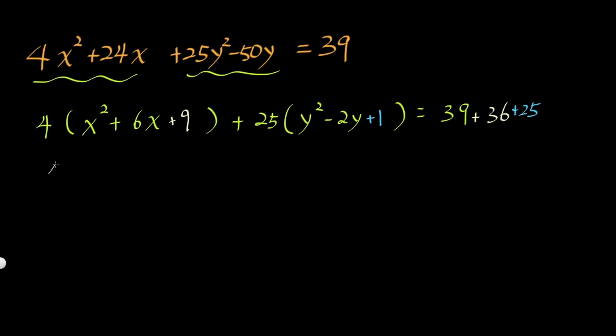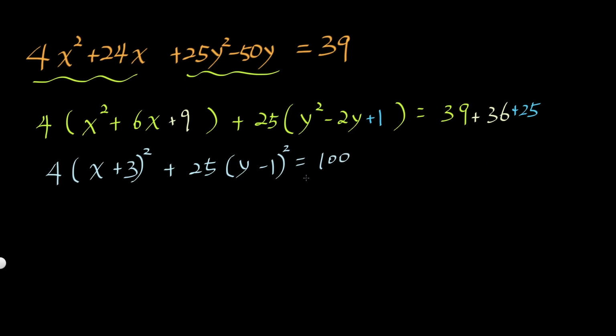Okay, now that becomes 4 times x plus 3 whole thing squared, plus 25 times y minus 1 the whole thing squared is going to equal, all of that, 100.